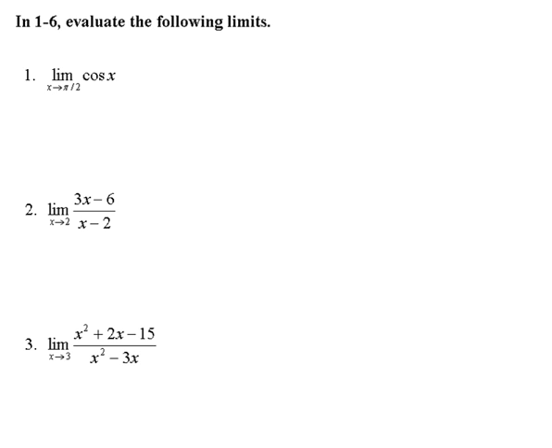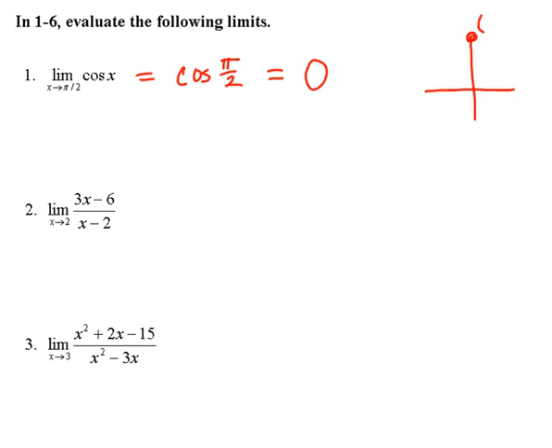Okay, so the first one is the limit as x approaches pi halves of cosine of x. Our first technique for finding limits was just direct substitution. So I just go ahead and plug pi halves in here for x. And if I know cosine of pi halves, then I know that's 0, because my exact value for cosine at 90 degrees, or pi halves radians, is 0.